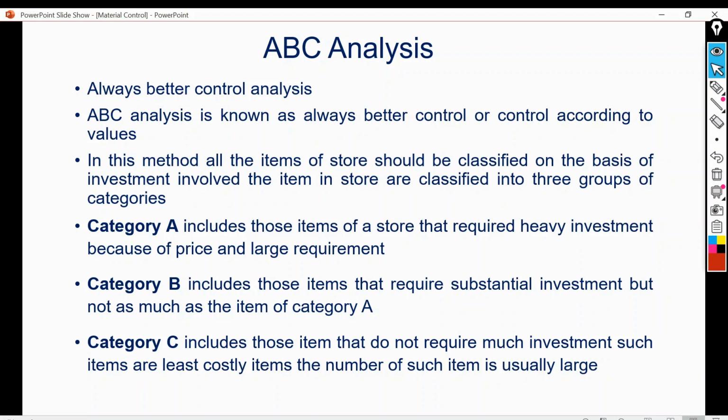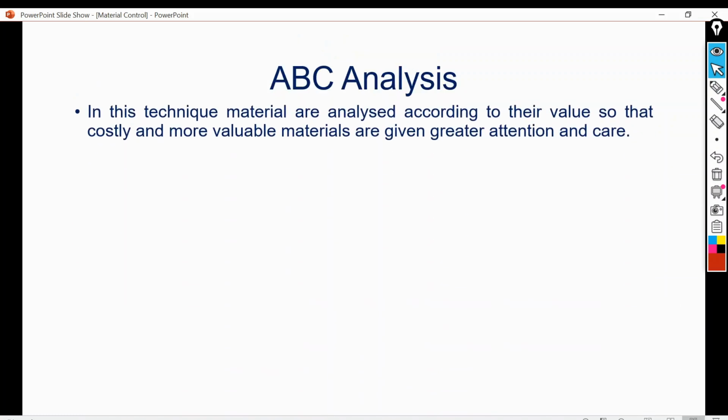In category A, quantity of goods is low but the value of goods is high. In category B, quantity of goods is moderate and the value of goods is also moderate. In category C, quantity of goods is large but the value of such type of material is less. In ABC analysis, materials are analyzed according to their value so that costly and more valuable materials are given greater attention and care.